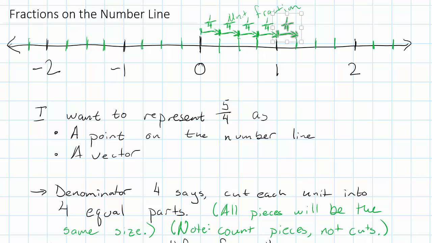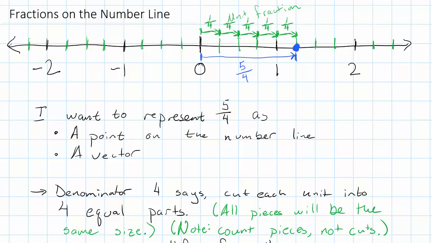So 5/4 is the length that starts from 0 and counts out 5 of these fourths. If we want to think of it as a point, it's this point out at the end. As a vector, it's the length from 0 out to that point. We think of 5/4 as 5 copies of 1/4.